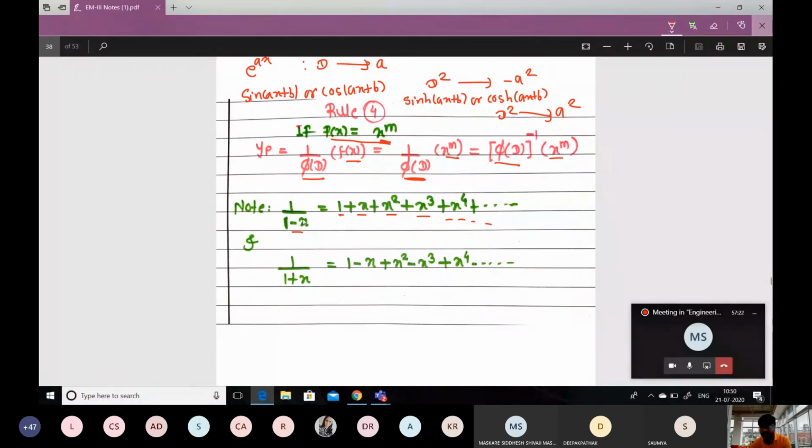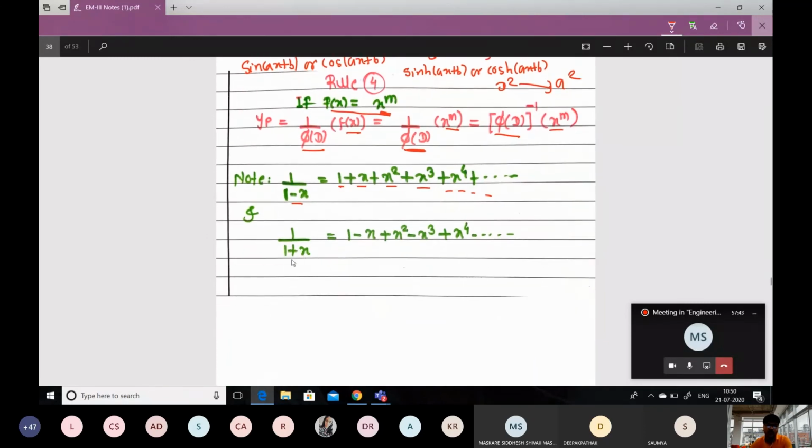If there is a negative sign in the denominator, 1 upon 1 minus x, then there is no negative sign on the right hand side. All terms are positive: 1 plus x plus x square and so on, just increasing the power of x: x to the power 0 is 1, x to the power 1, x to the power 2, x to the power 3, x to the power 4 and so on. But in case there is a plus sign in the denominator, the second formula 1 upon 1 plus x, there is an alternating plus minus sign in the expansion. So 1 upon 1 plus x is equal to 1 minus x plus x square minus x cube and so on, alternate plus minus sign. You do the same thing, just increase the power, but in this case there is an alternate sign. This is an alternating series.